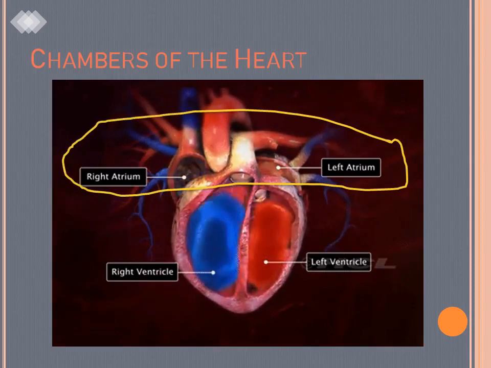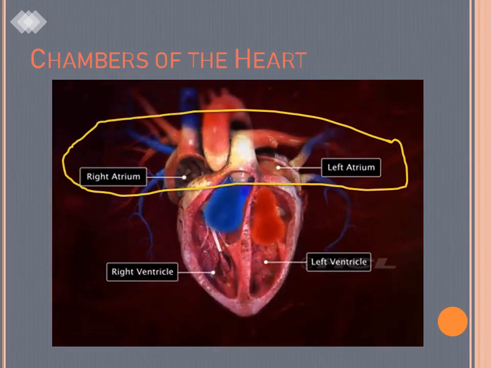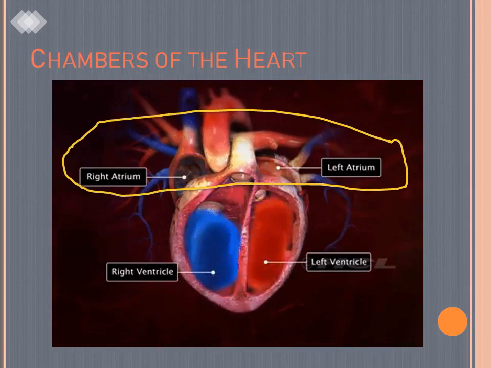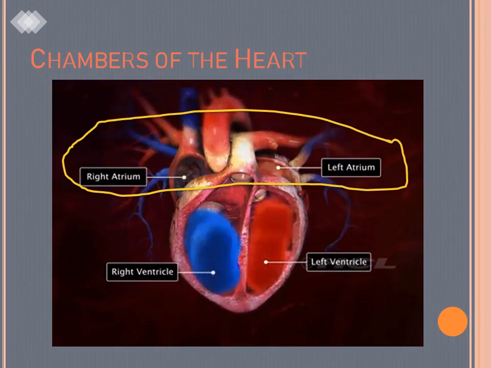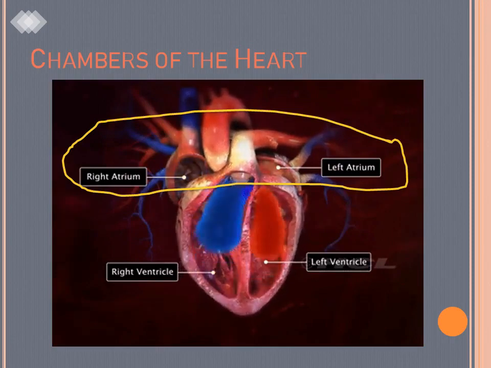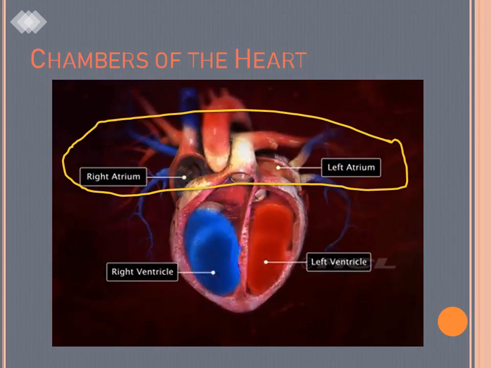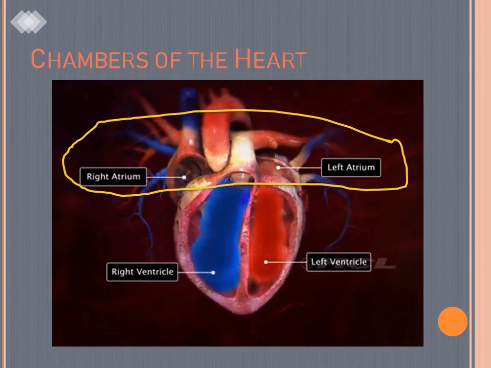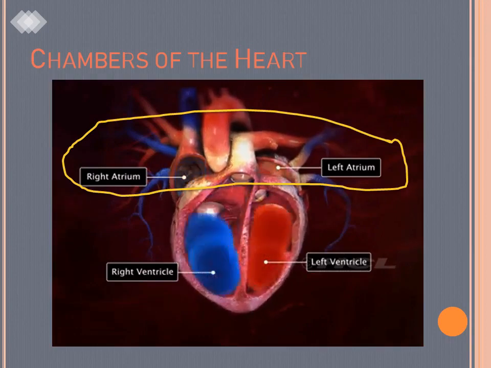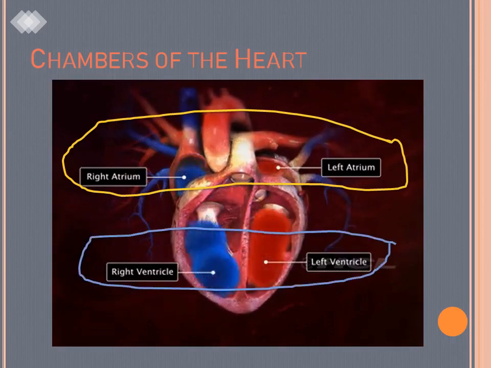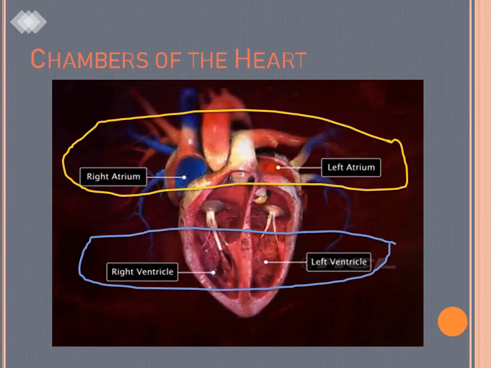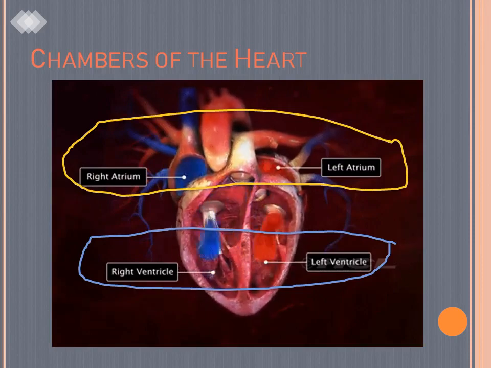Each half has an upper and lower chambers. These upper chambers are called the atria, which refers to the left atrium and the right atrium, and these serve as the receiving or collecting chambers. The lower chambers are called the left and right ventricles, which serve as the pumping chambers.